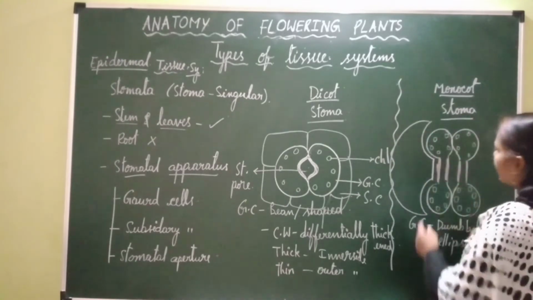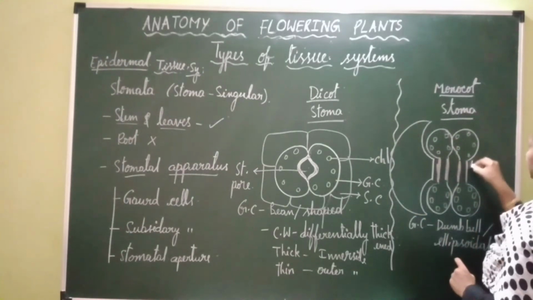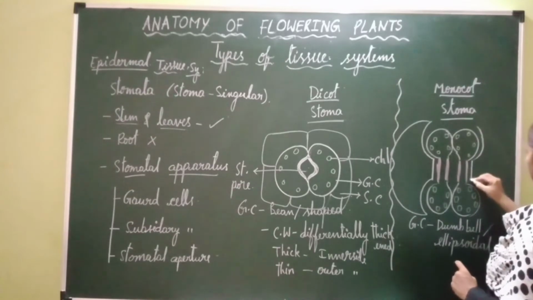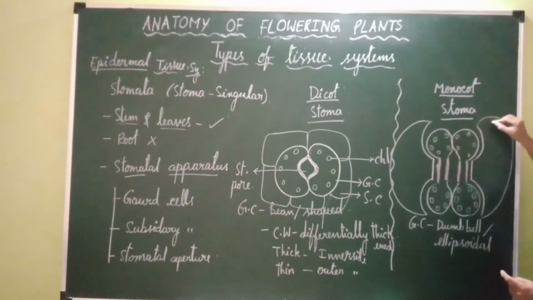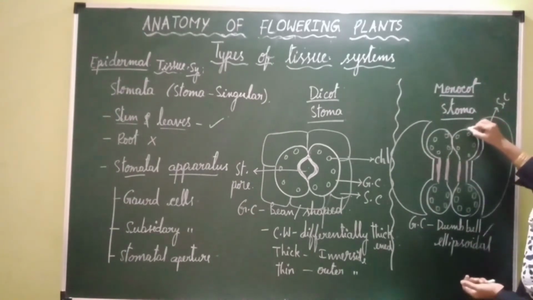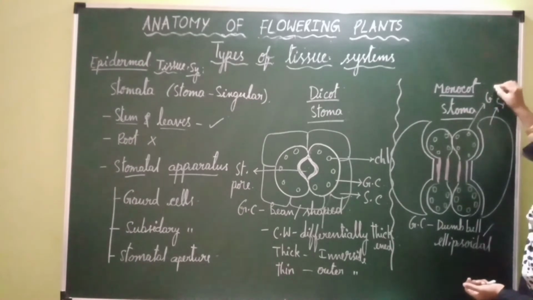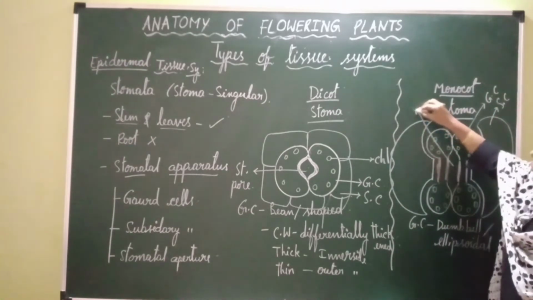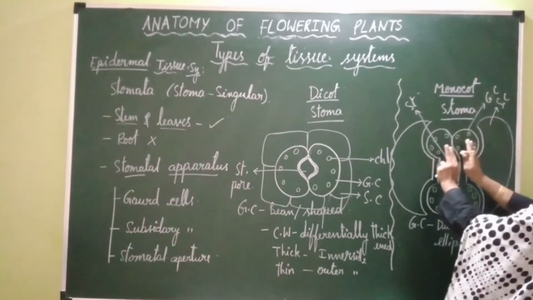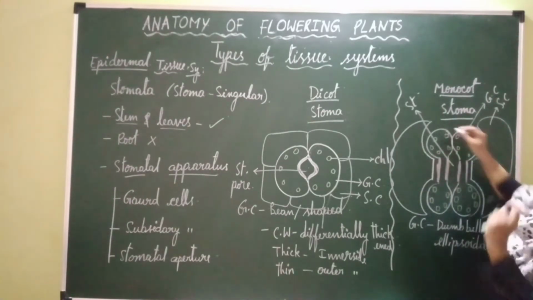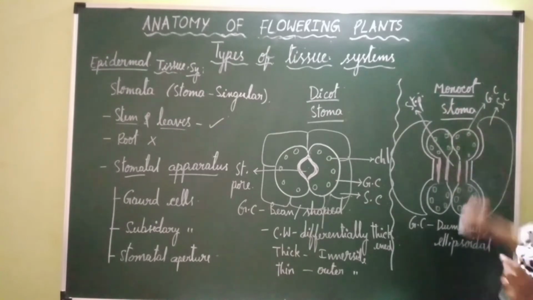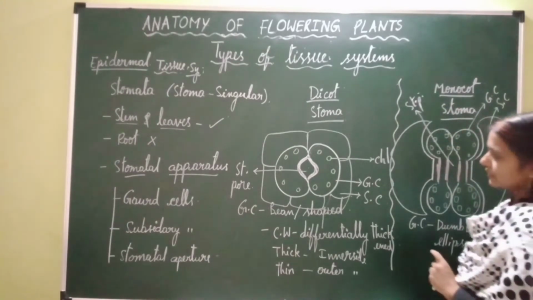And these guard cells are again surrounded by subsidiary cells. I am writing it as SC, subsidiary cell, and this is guard cell, and this is stomatal pore. So guard cells, subsidiary cells, and stomatal pore represent what? One stoma.